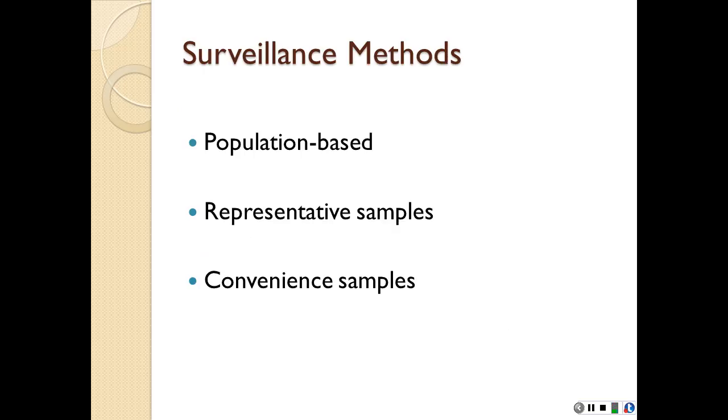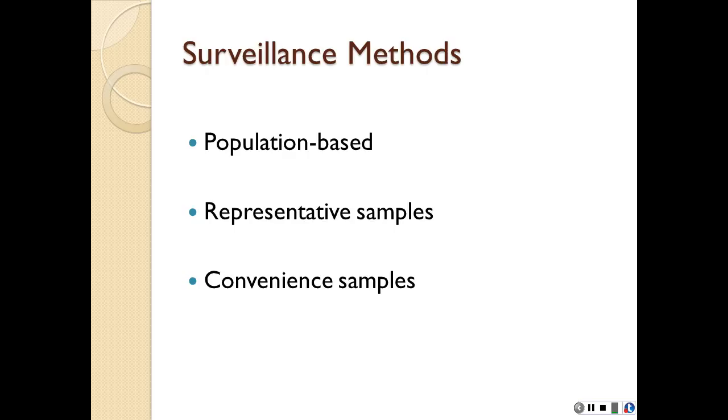Surveillance methods. There's different ways of collecting information about disease distribution. Based on the type of methods, you can be more or less confident about how valid your answer is. Population-based methods really are talking about complete reporting of the entire population. So for example, birth certificates and death certificates are population-based surveillance. Every person that's born in the United States gets a birth certificate, technically.